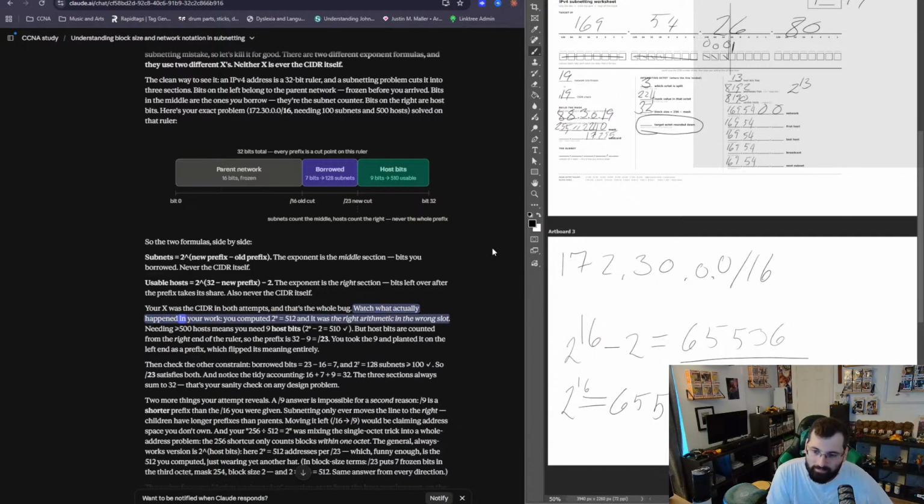Watch what actually happened in your work. You computed 2 to the power of 9 equal to 512, and it was the right arithmetic in the wrong slot. Needing greater than or equal to 500 hosts means you need 9 host bits, 2 to the power of 9 minus 2 equal to 510. But host bits are counted from the right end of the ruler, so the prefix is 32 minus 9, equal to /23. You took the 9.